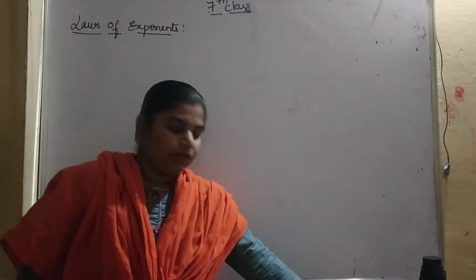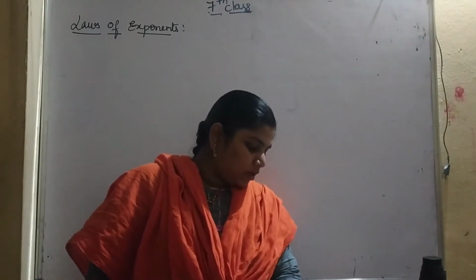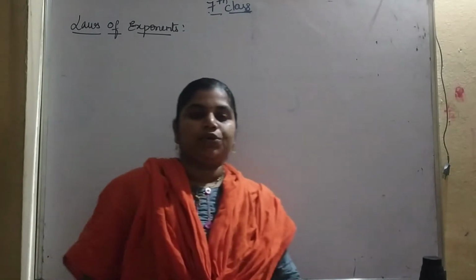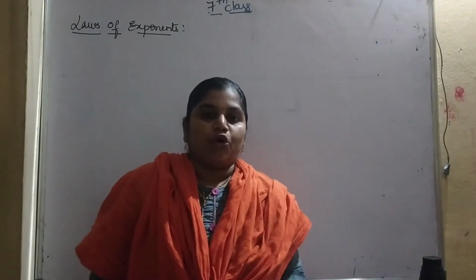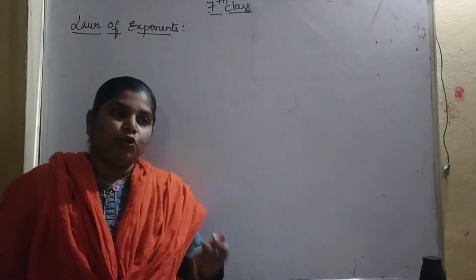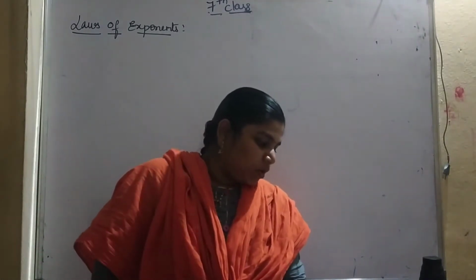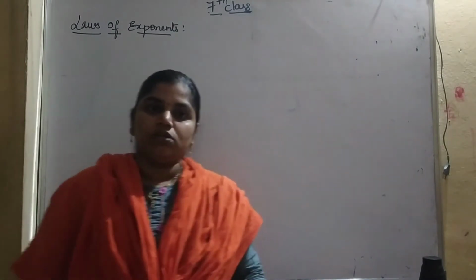Good morning everyone. In the last class we completed our exercise 1. In that we learned what a base is, what an exponent is, which type of value we call a product form or expanded form, and what an exponential form is. We also learned how to find the value by using prime factorization.